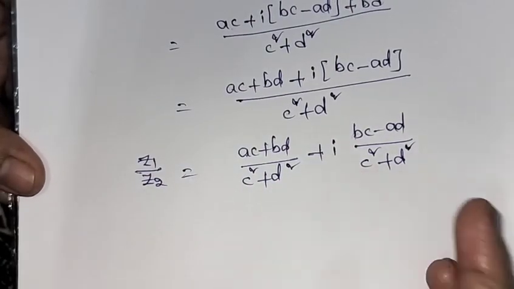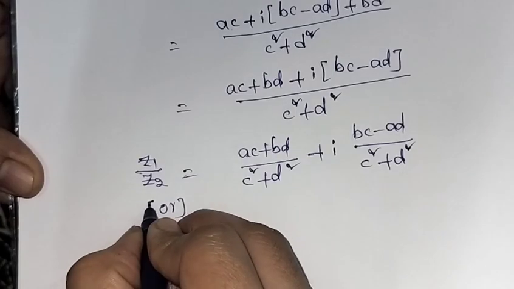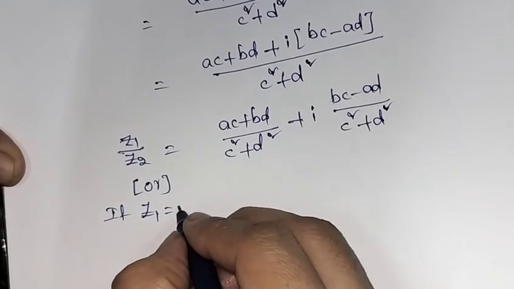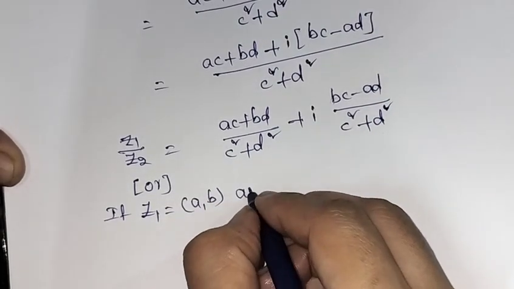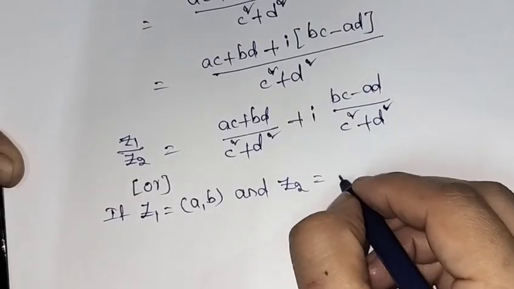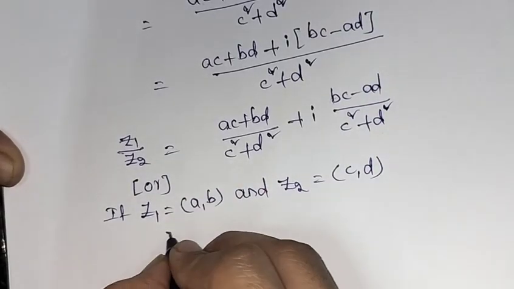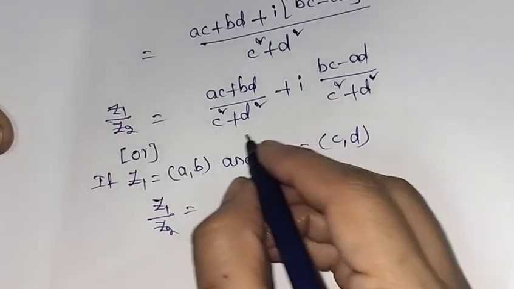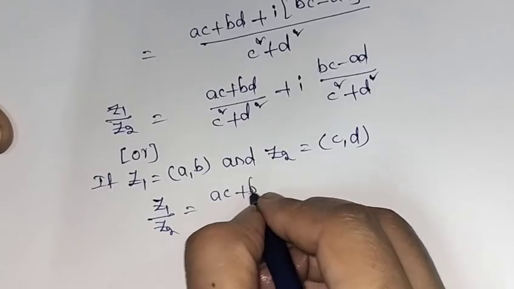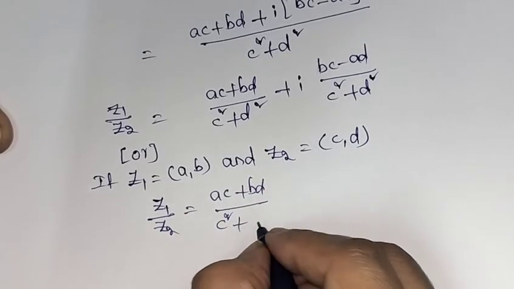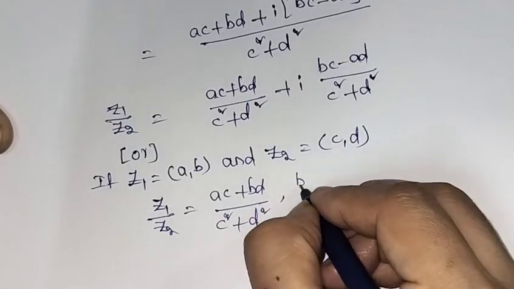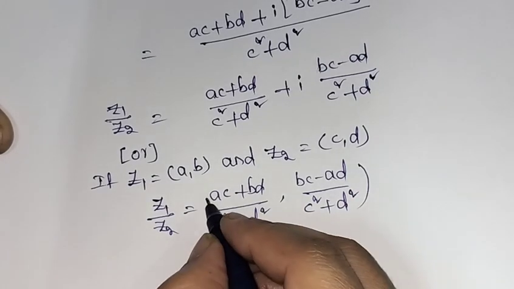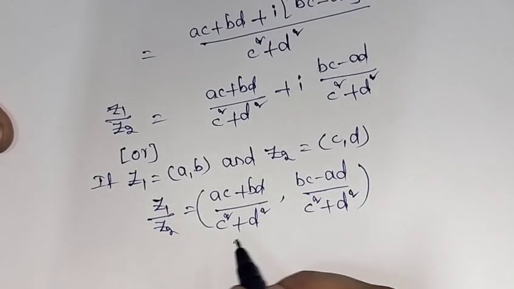Now you can see it in ordered pair form. If z1 = (a, b) and z2 = (c, d), then the division of complex numbers z1/z2 = ((ac + bd)/(c² + d²), (bc - ad)/(c² + d²)). This is the formula for division of complex numbers.